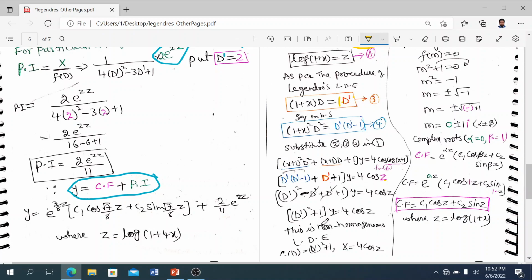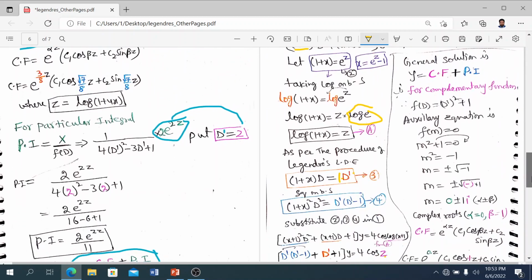This is nothing but our non-homogeneous linear differential equation. So this is our f of D and this is our X value. X is equal to 4 cos z. So first of all, the general solution formula is y is equal to complementary function plus particular integral. And now we will solve first the complementary function. This is our f of D.